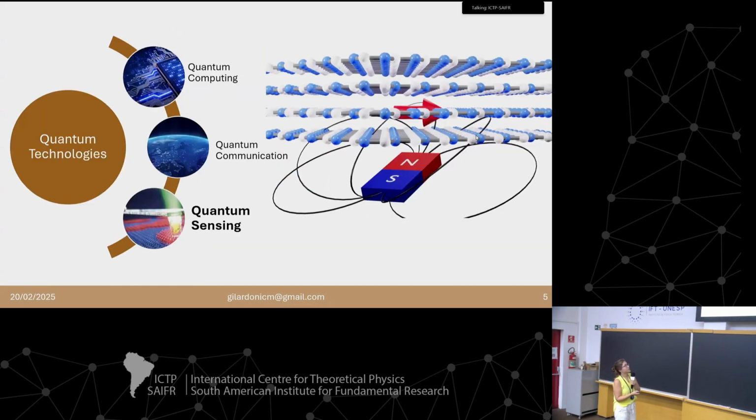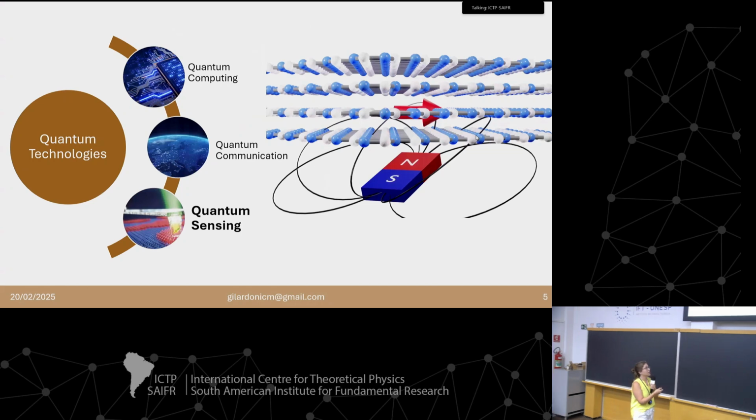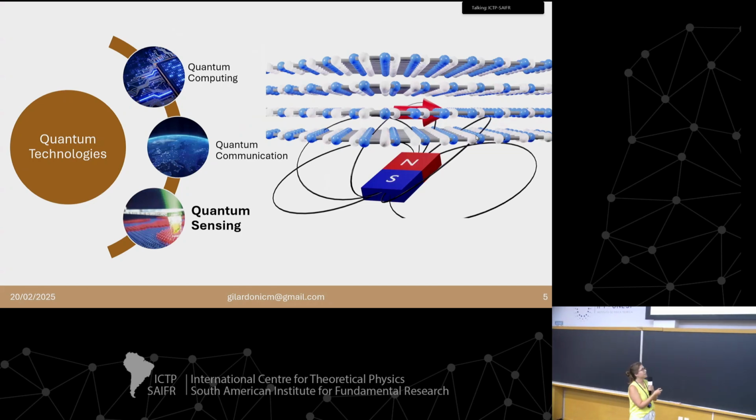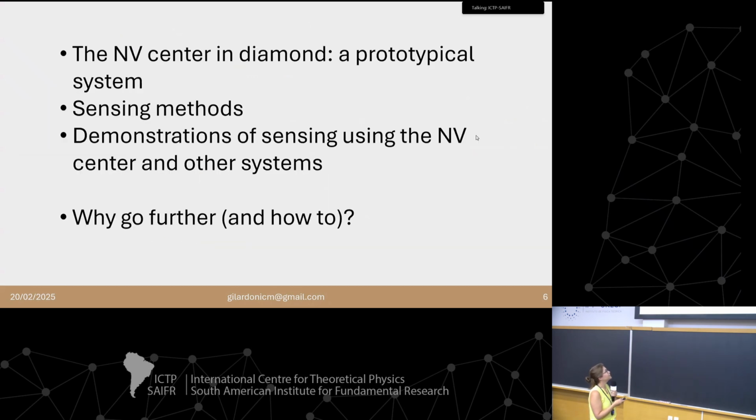So these are the systems that I've been working on. These are defects in materials. They can be sensitive to different fields around them. They can be useful for other types of quantum technologies, but really their biggest possibilities lie in quantum sensing, right?